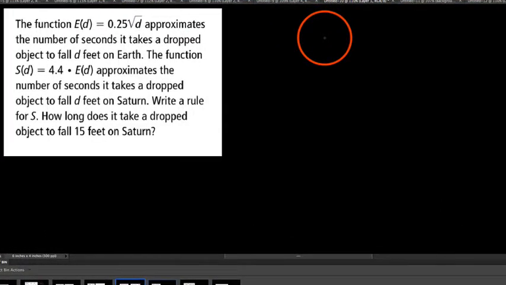Okay, YouTube, in this video, we're just going to look at a modeling situation in which we have a composition of a couple of functions, and it involves a square root model. So let's go ahead and take a look at what we have.